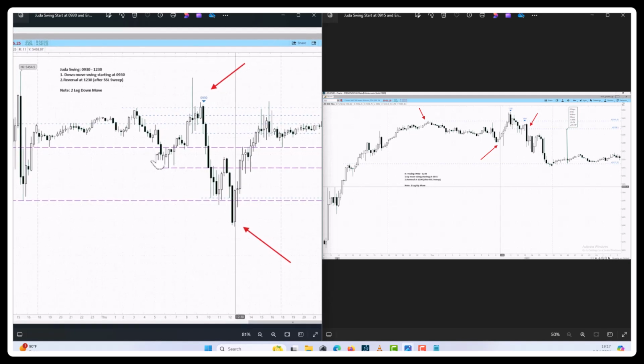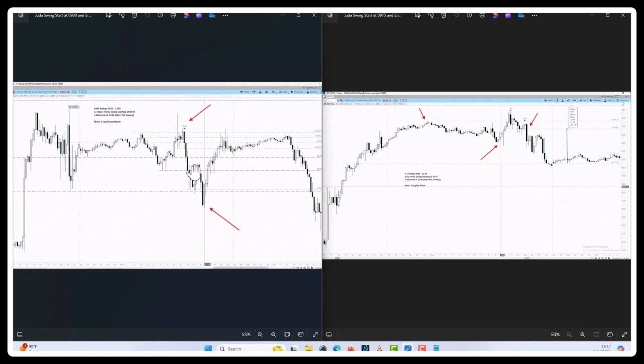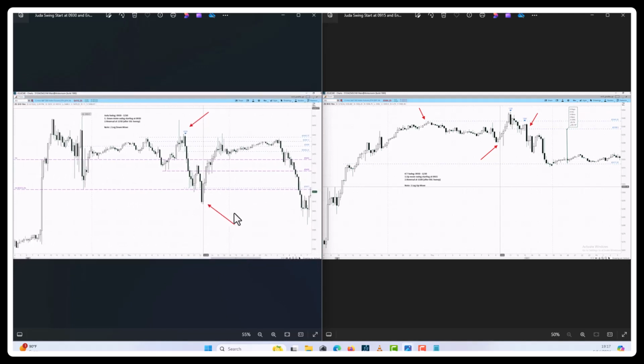It is a failure swing, or second leg up failure. That is the setup we saw. If we want to catch this move, we can catch it, or we can catch the reverse move. But the ICT model infers that we're going to take the reverse move.